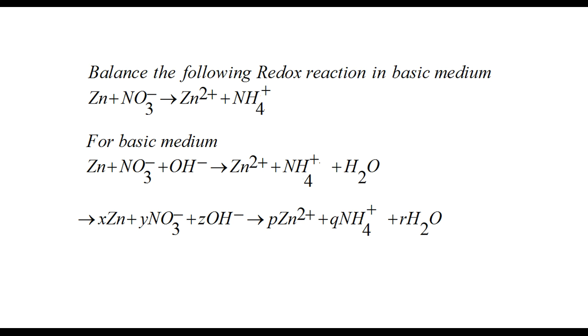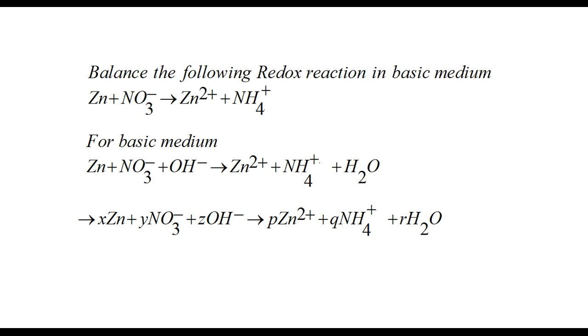Now take one more example. Suppose we want to balance Zn + NO3⁻ gives Zn²⁺ + NH4⁺ in basic medium. So remember that in basic medium, what we have to do is add OH⁻ over the left hand side of the reaction and H2O molecule over the right hand side of the reaction. This we always have to do: for basic medium, add OH⁻ to the left hand side and H2O molecule to the right hand side. Now next is to apply the coefficients.